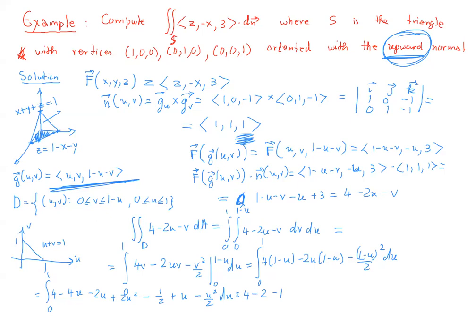For 2u squared, you will find plus 2/3. For minus 1/2, it will be minus 1/2. For u, it will be plus 1/2. And for minus u squared will be minus 1 over 6, right? So can we add these things together? So we'll have minus 1/2 plus 1/2. Then 4 minus 2 minus 1 is 1.